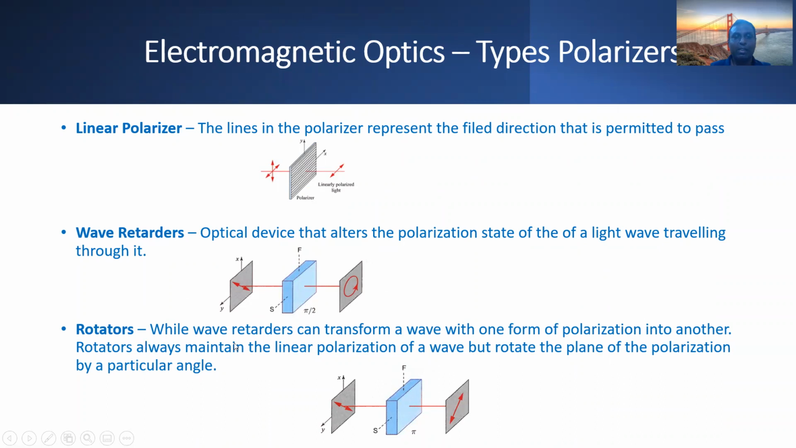Next one is a rotator. While a wave retarder can transform a wave with one form of polarization into another, a rotator always maintains the linear polarization of the wave but rotates the plane of polarization by a particular angle. So in this case, the polarization remains the same, no change, but the change happens on the plane. The plane is rotated by a certain angle to allow the ray to pass through it.